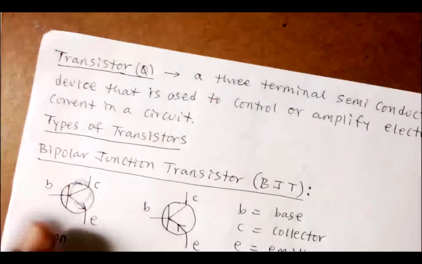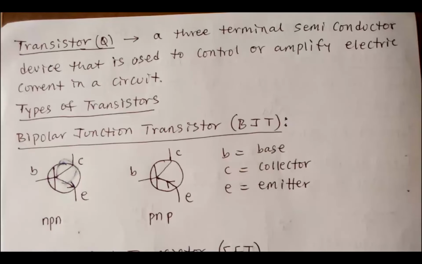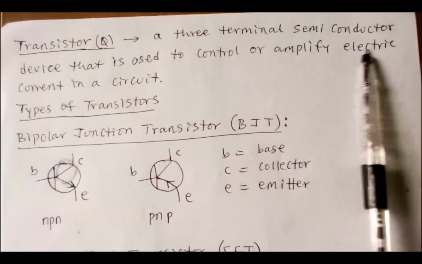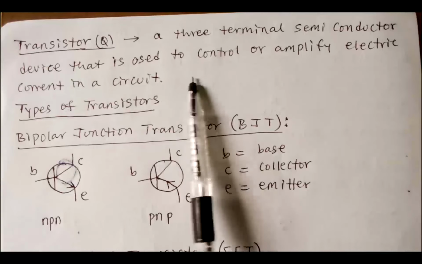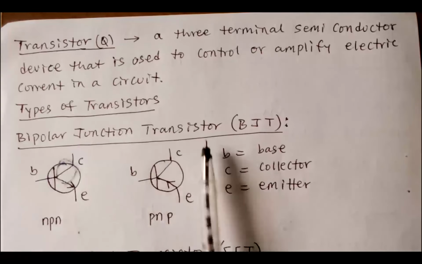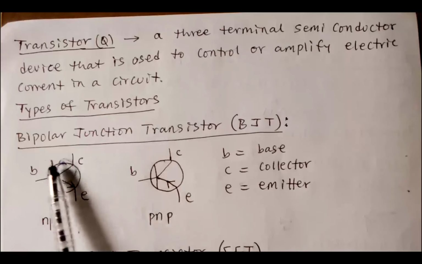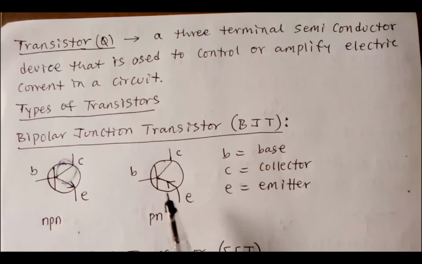So let's talk about transistors. So what is a transistor? A transistor is a three-terminal semiconductor device that is used to control or amplify electric current in a circuit. So that's what a transistor does. The sound here on our power amplifiers is the work of transistors.